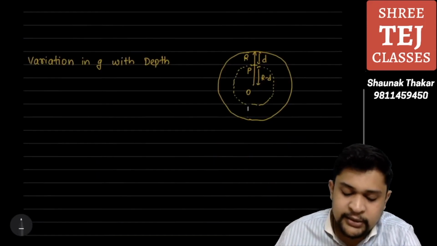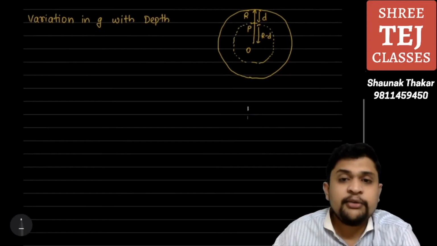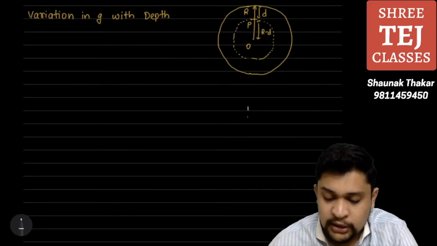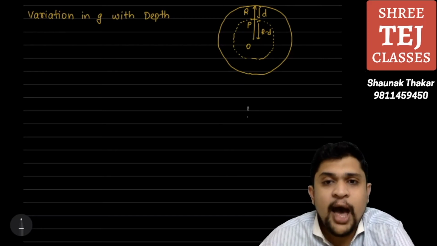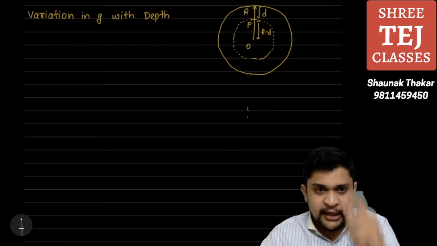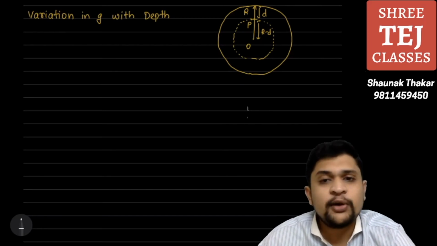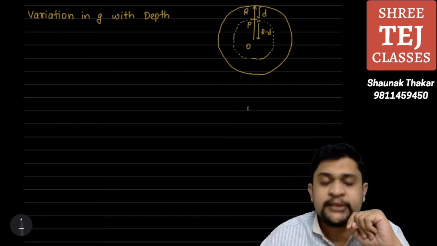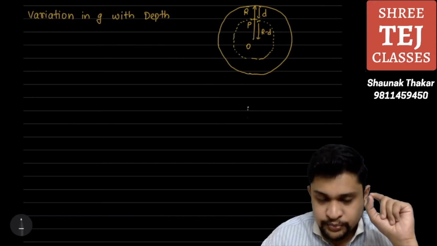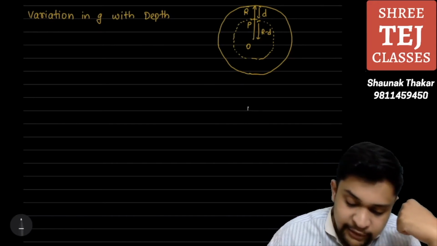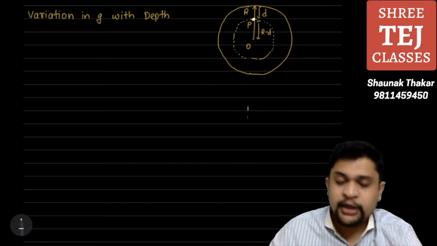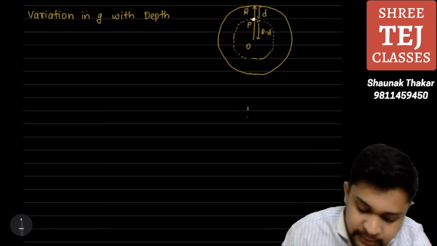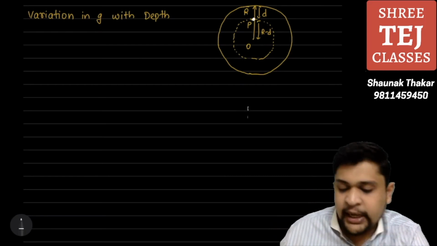Now, let us look at variation in g with depth. Now, this is Earth of radius r. We are going depth d inside the surface of the Earth. Now, the radius of the inner sphere would be r minus d. Now, here we have an object at point P of mass m. So, the mass of the object would be m.